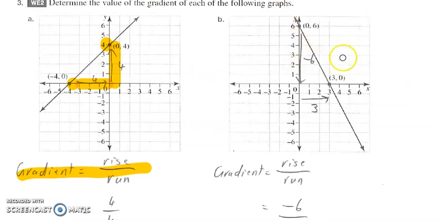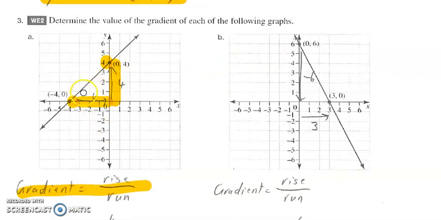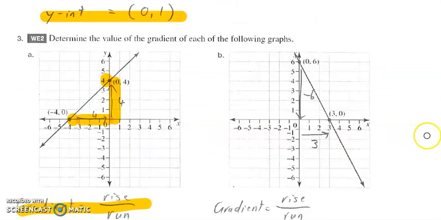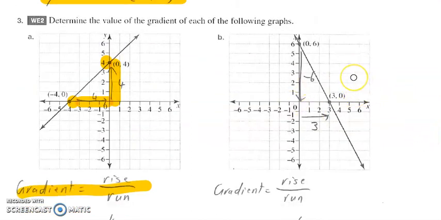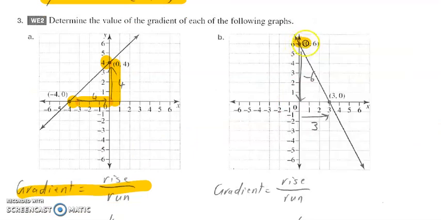With B here, actually before I move on to B, let me go back here. A gradient of 1, is that a reasonable answer for this? Well, yeah, it's a positive line, it's sloping upwards, it's not too steep, so 1 is a reasonable answer. Anyway, let's have a look at this one. With B, we have a point here, and we have a point here.